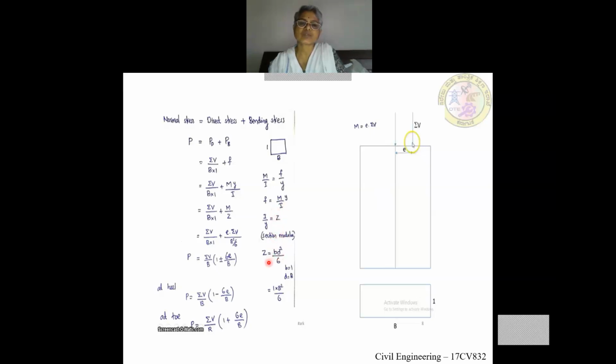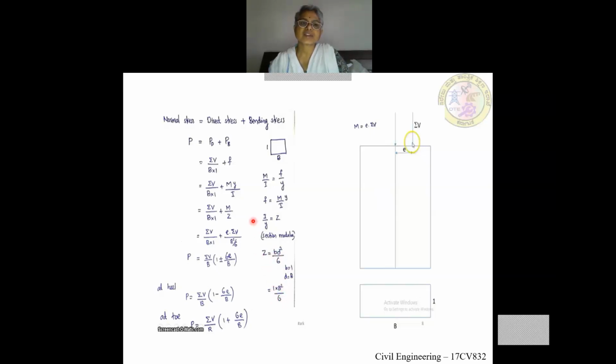Where Z is equal to b d square by 6, because moment of inertia is b d cube by 12 and y is d by 2, the distance of the extreme fiber. You know the section modulus for a rectangular section is b d square by 6, where b is equal to 1 and d is equal to b. So it is 1 into b square by 6. Here the depth b is taken as d and the width is 1. So substituting the values of b and d here, you will get 1 into b square by 6.